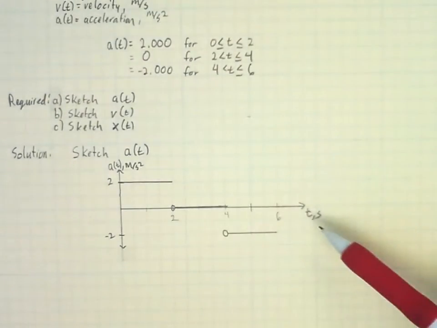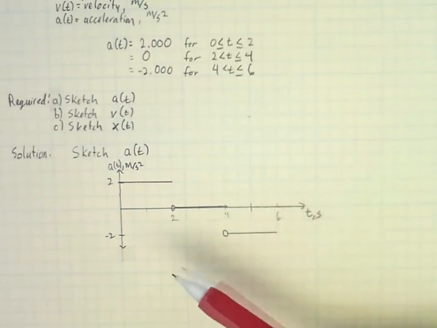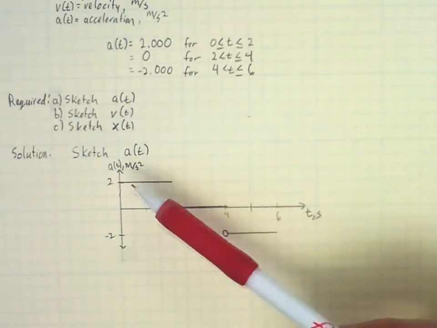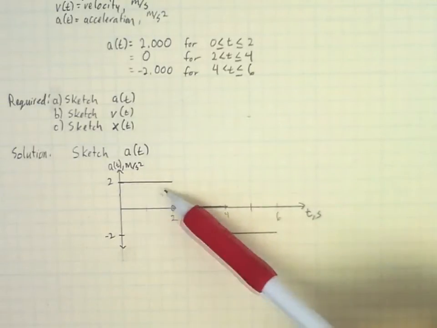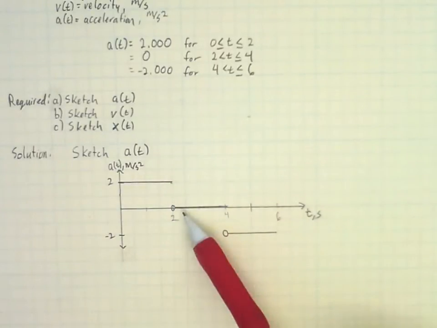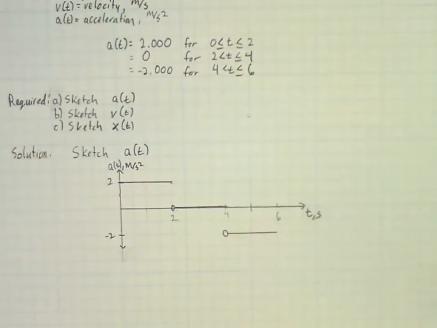So we set our coordinate system. T is on the horizontal axis. We have to go past 6, starting at 0. Acceleration is on the y-axis. We know it's in meters per second squared. For the first 2 seconds, from 0 to 2, it's at positive 2. Right after 2, we have a hole at 2. But after that, from 2 to 4, it's at 0. And then a hole at 4, it goes to negative 2 until 6. So that part is easy. We'll move on to the next part, which is sketching velocity.